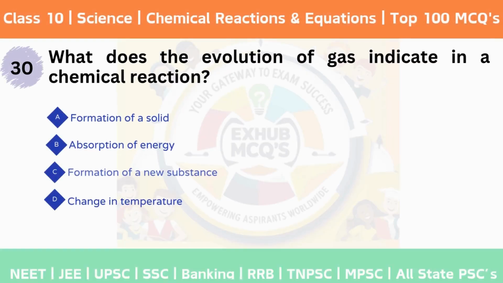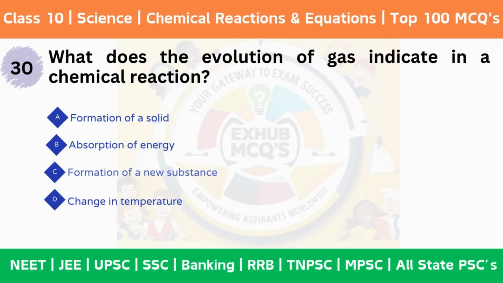30. What does the evolution of gas indicate in a chemical reaction? Option A, formation of a solid. Option B, absorption of energy. Option C, formation of a new substance. Option D, change in temperature.